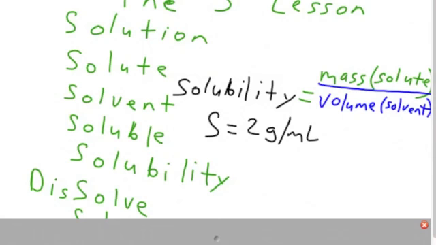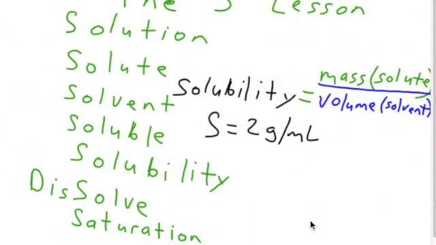All right, the last term that I'll teach y'all is saturation. Saturation is the point at which no additional solute can dissolve into a given amount of solvent. I'll say it again. Saturation is the point at which no additional solute can dissolve into a given amount of solvent. That's called the saturation point. Okay? Let me give you an example of saturation.